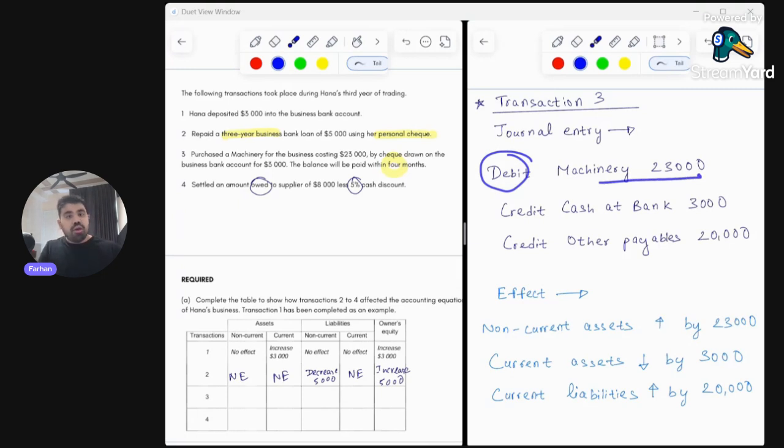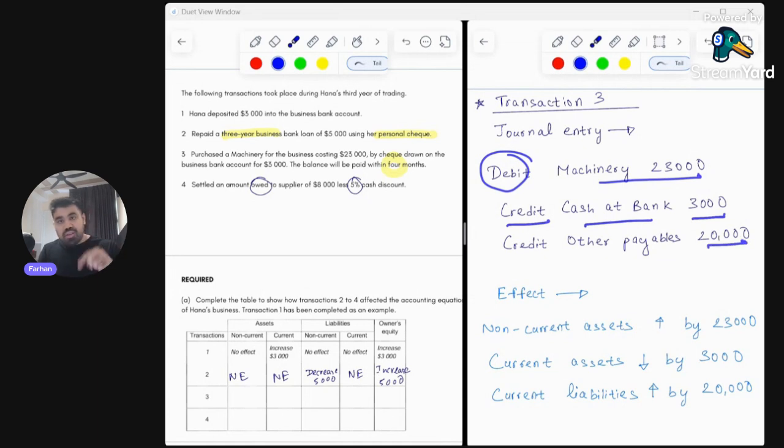At the same time, we have used our funds available in the bank account, which means our current assets, which refers to the funds available in our bank account, are decreasing in value. And we used $3,000 from our bank account, as the question clearly mentions, right? Therefore, because our bank account is decreasing by $3,000 in value, we will credit the cash at bank account by $3,000.